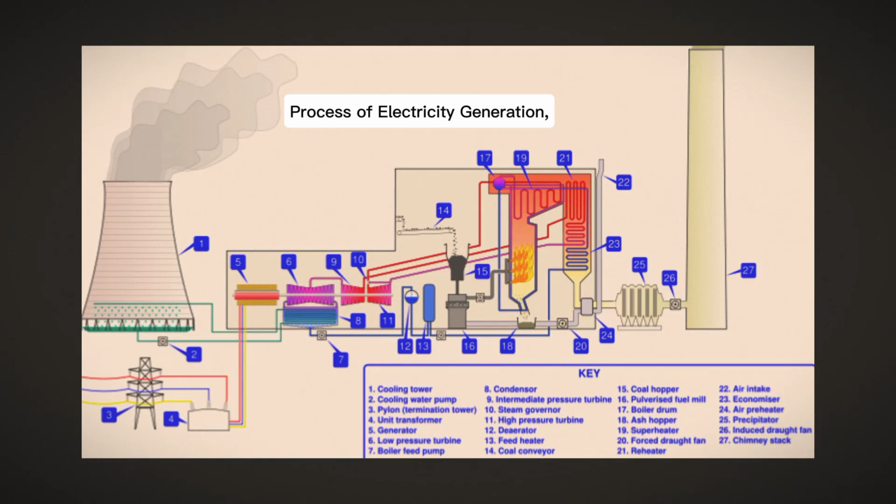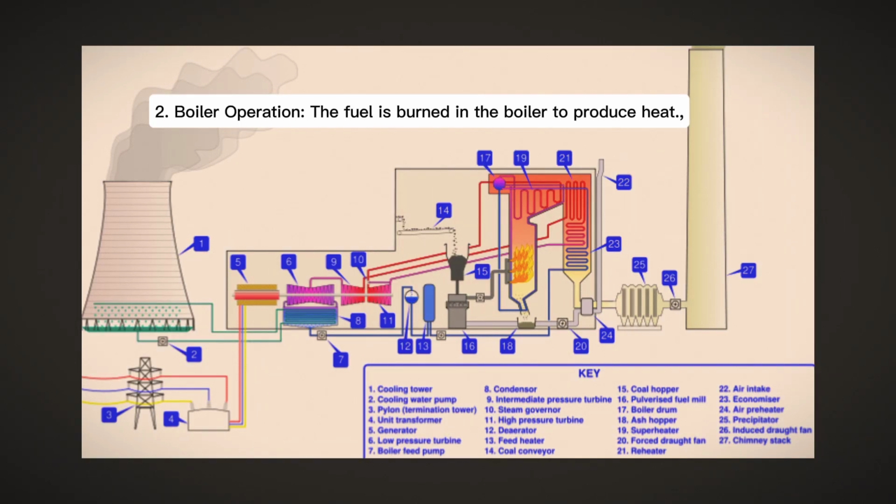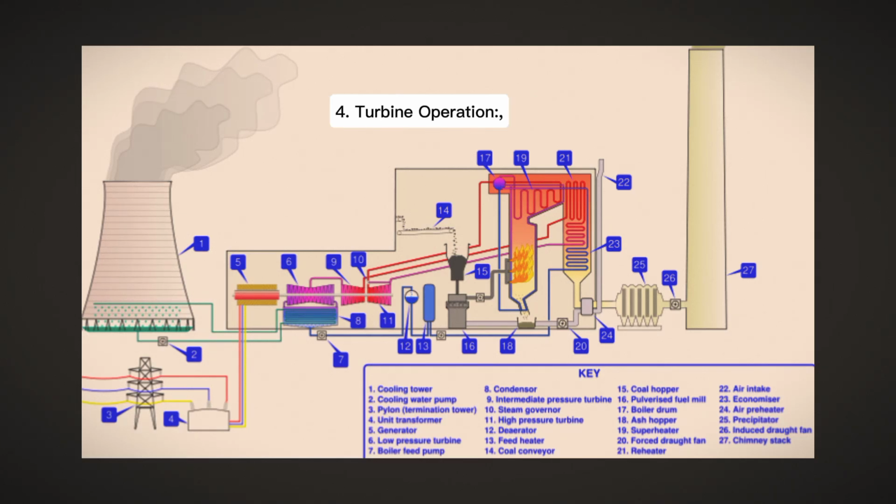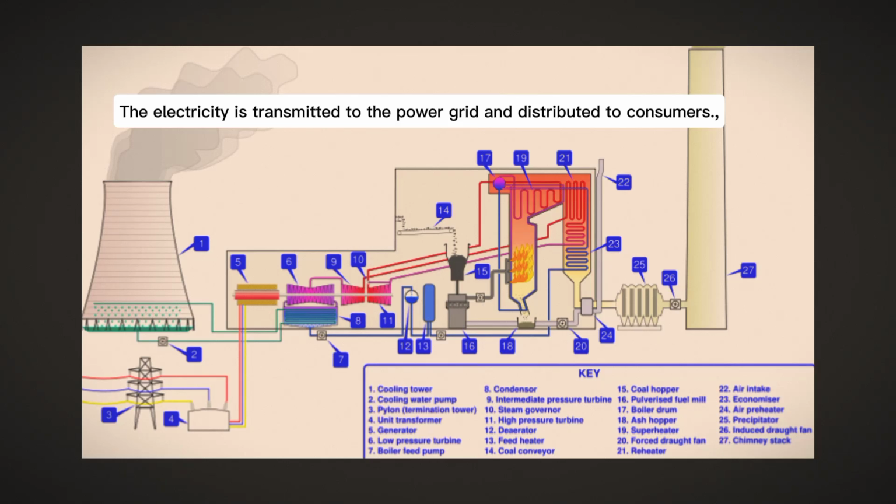Process of electricity generation. 1. Fuel handling. The fuel is transported to the power plant and stored in a storage area. 2. Boiler operation. The fuel is burned in the boiler to produce heat. 3. Steam generation. The heat from the boiler is used to produce steam. 4. Turbine operation. The steam drives the turbine to generate electricity. 5. Power transmission. The electricity is transmitted to the power grid and distributed to consumers.